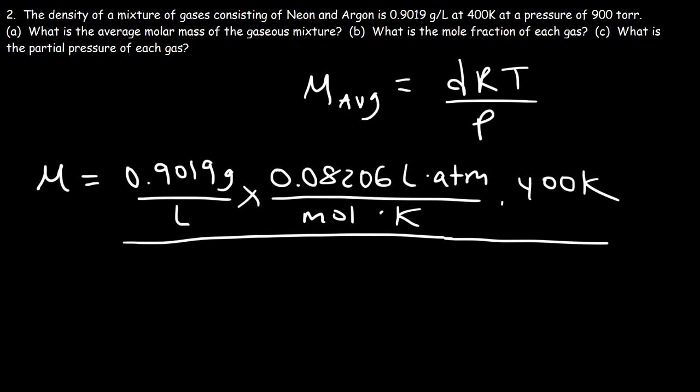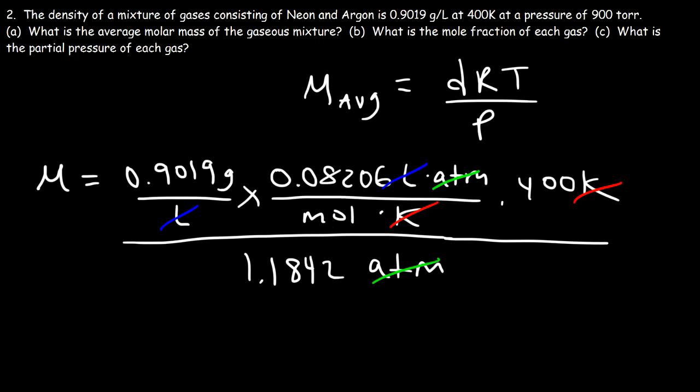So let's divide it by 760. And so the pressure is 1.1842 atm. Now we can see that the unit liters will cancel, Kelvin will cancel, and the unit atm will cancel, leaving us with grams per mole.